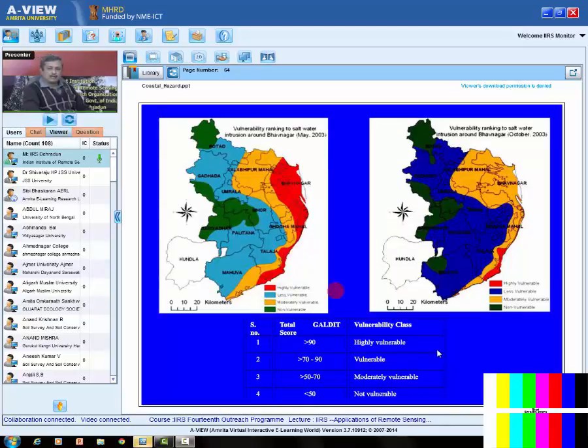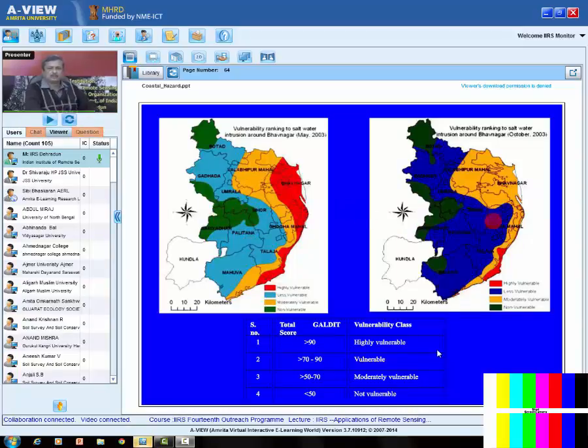You see the red area is a highly vulnerable area, and these are the GALDIT scores. Above 90 is highly vulnerable, 70 to 90 is vulnerable, 50 to 70 is moderately vulnerable, less than 50 is the non-vulnerable region. So in the pre-monsoon you can see this entire region is highly vulnerable. Then this is the vulnerable region. This is the moderately vulnerable.